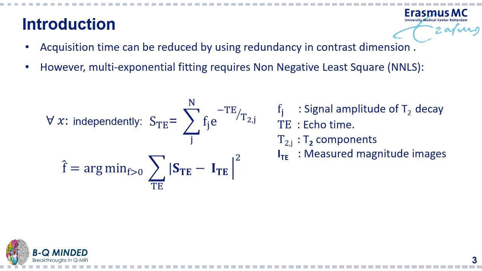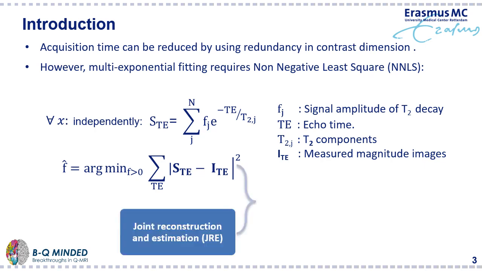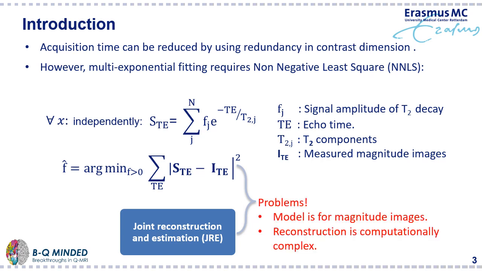This can be challenging to do within a joint reconstruction and estimation framework. The models are generally based on magnitude images, while these techniques work on complex data. Application of such a constraint also makes the problem computationally complex.